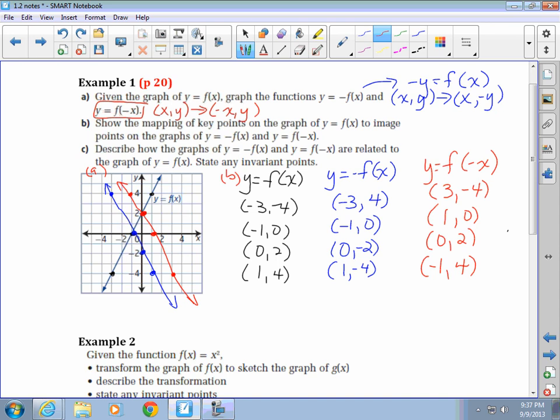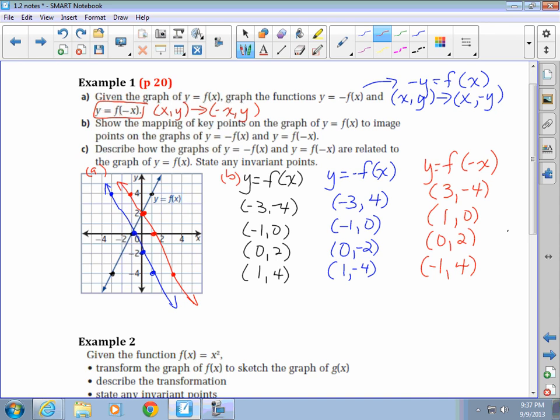Well, they're still both straight lines, and they would have the same slope. They would just be opposites. They'd have the y is equal to f(x) would be a positive slope, and y is equal to, with the negatives, is going to have negative slopes.